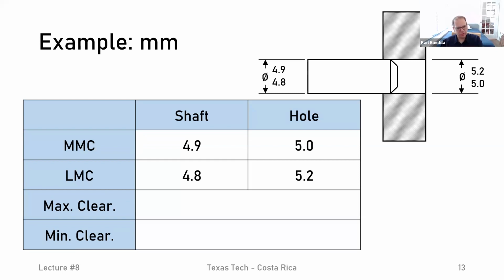Now, who remembers how to figure out the maximum and the minimum clearance? I think it was the LMC of the shaft minus the one from the hole. For the maximum? Exactly. And for the minimum it's the same with the MMC. Right? You can remember it with LMC or MMC. I like to remember it by just saying the maximum clearance is just the largest possible hole minus the smallest possible shaft, right? Which is of course the LMC, right? So in our case it would be 5.2 minus 4.8, so that gives us 0.4.